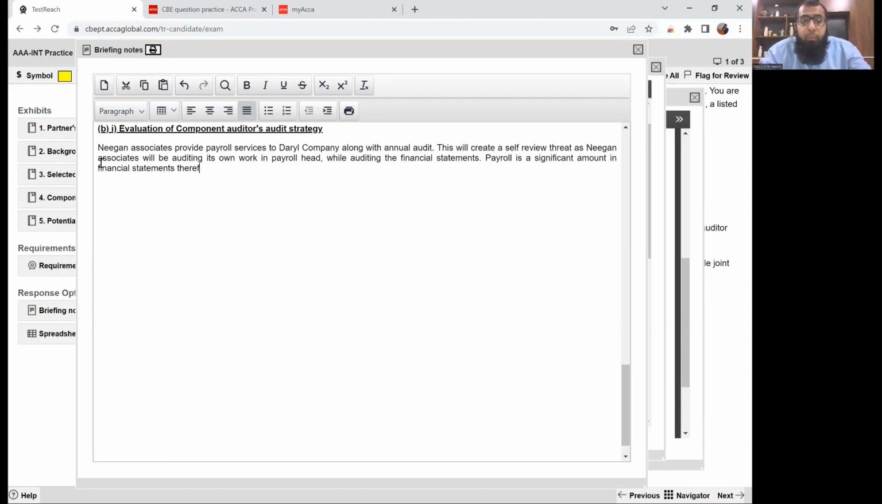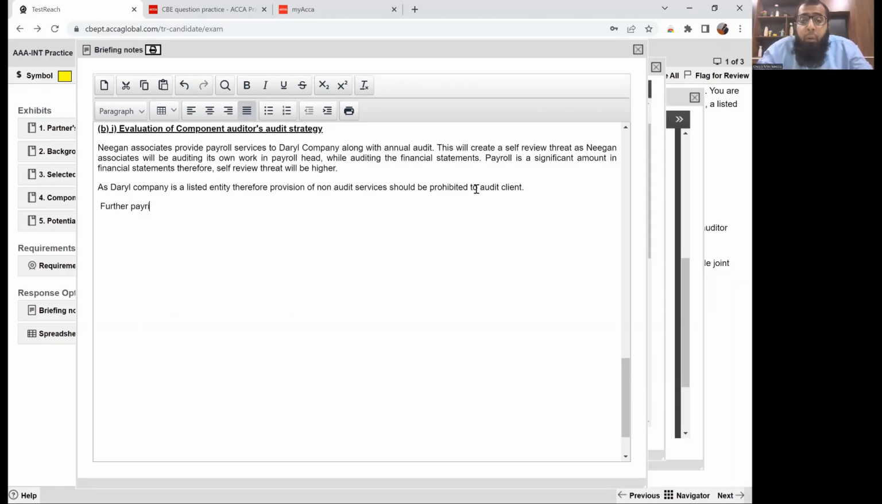Therefore, self-review threat will be higher. Now, as Darrell Company is a listed entity, provision of non-audit services should be prohibited. It is not allowed to provide non-audit services to an audit client. Therefore, provision of non-audit services should be prohibited to an audit client. This is wrong as per the ethical standards.